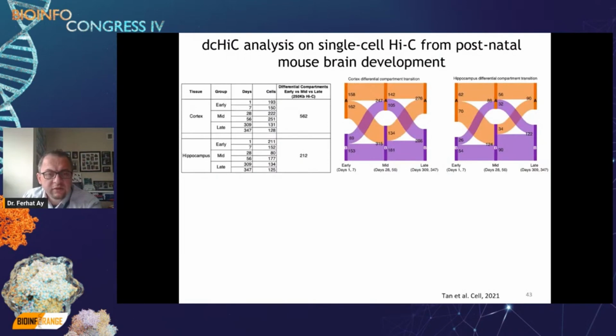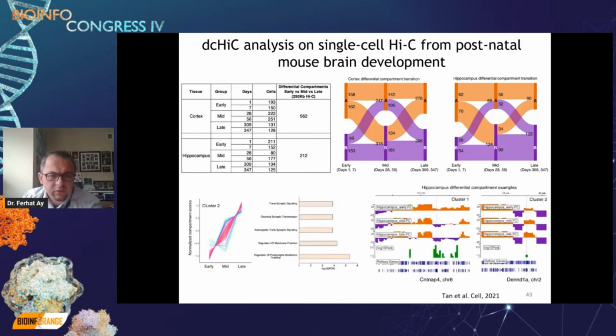So maybe I will not go into this too much, but what you are seeing here is again doing it in mouse brain development for cortex and hippocampus, with 6 time points each.